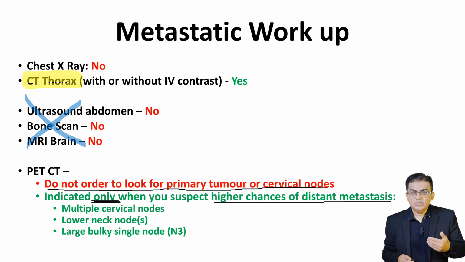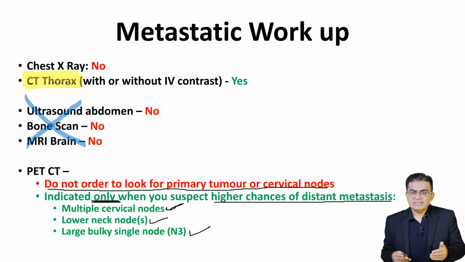Based on our guidelines, you order it in these three specific scenarios only. First, number one, when you see multiple cervical nodes involved. Two, the disease has reached the lower neck nodes, level 4 or level 5. And number 3, you have a large, bulky single N3 node. In these specific cases, the risk of cancer having already escaped the neck to lung or other areas is high enough to justify the PET-CT.